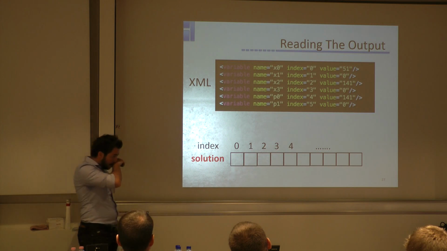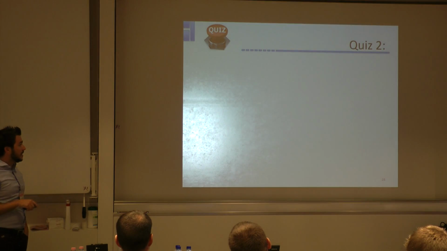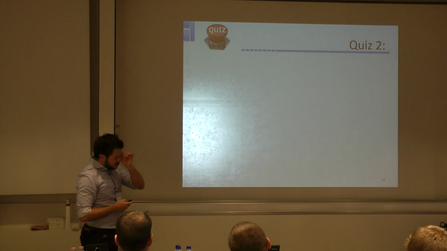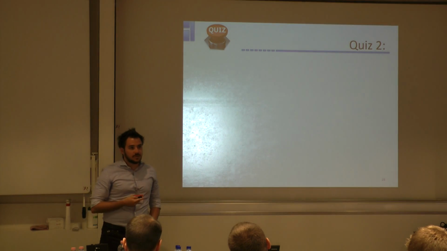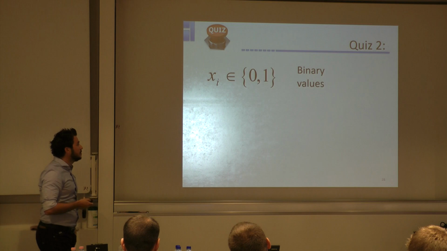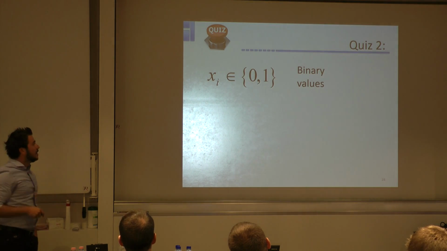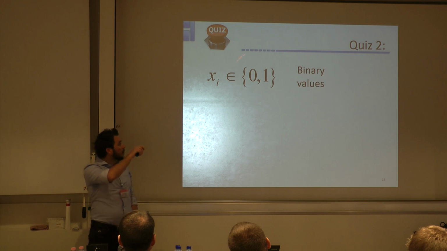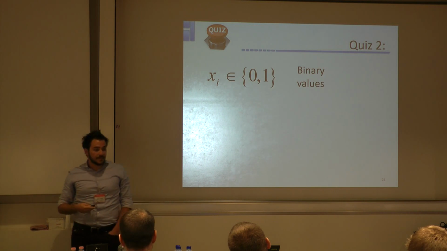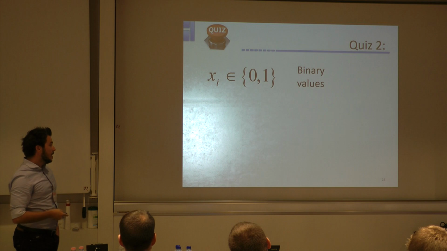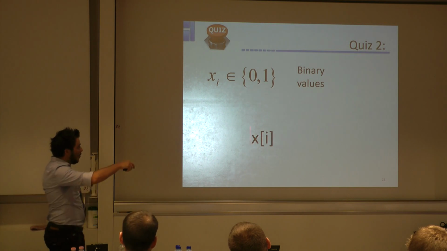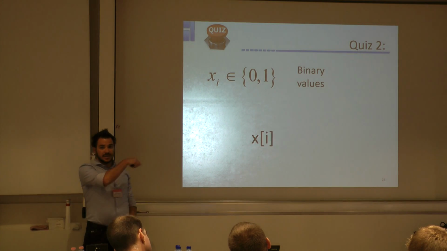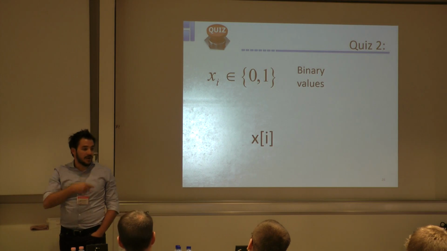And here comes the second quiz. Just suppose we have an optimization problem that's composed only of binary values. Okay, so every variable can assume only 0 or 1. Okay, we obtain our result vector. We can access it in this way, like a normal array.